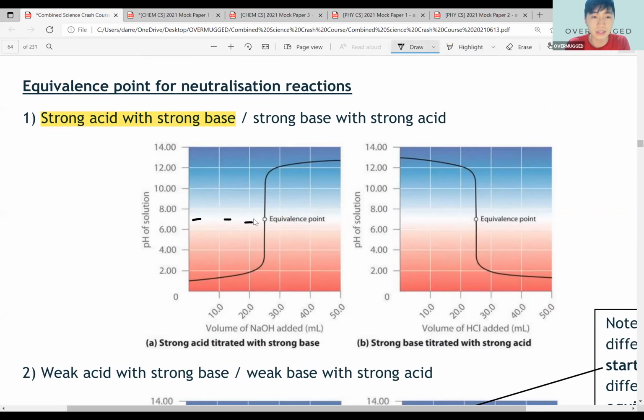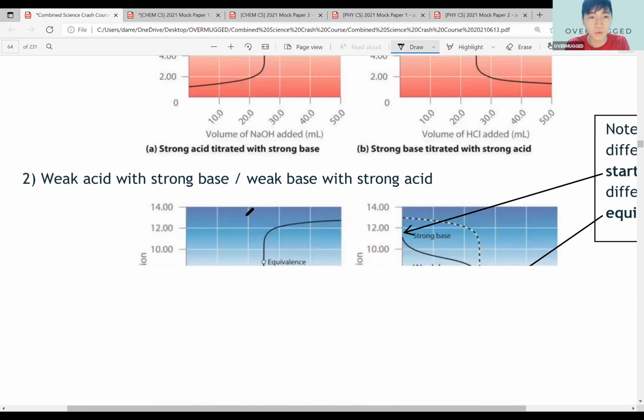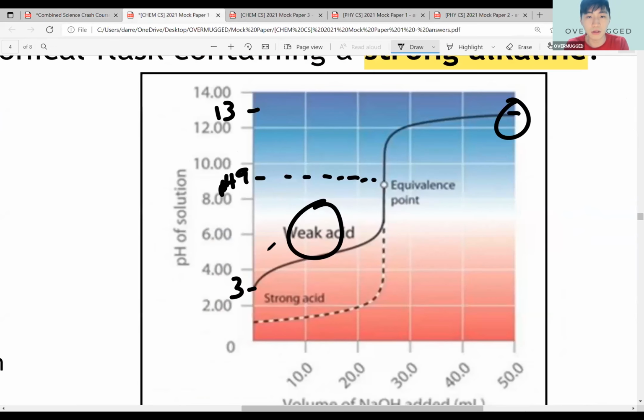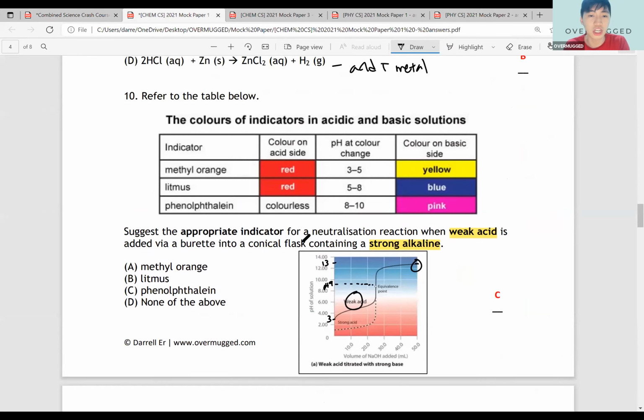So this is the perfect case scenario, strong, strong. But in a case where we are dealing with a weak acid that starts at 3 and a strong alkaline that ends at 13, your midpoint now shifts up to around pH 9. And when that happens, and we go back to the question, since we know the neutralization point is around pH 9, that's why we would use phenolphthalein as our choice of indicator. If it's between a weak acid and a weak alkaline, then it will be at pH 7. So those are some of the different scenarios you might want to take note of.